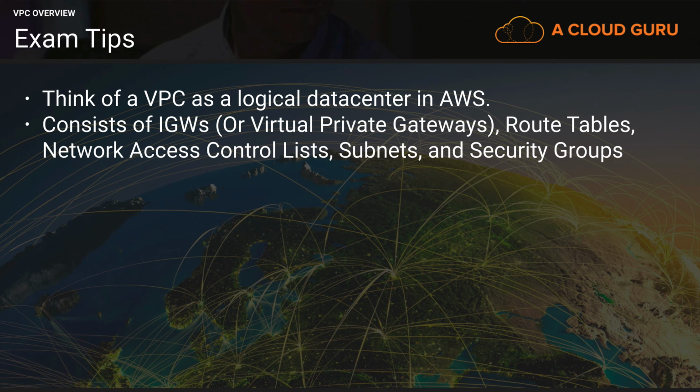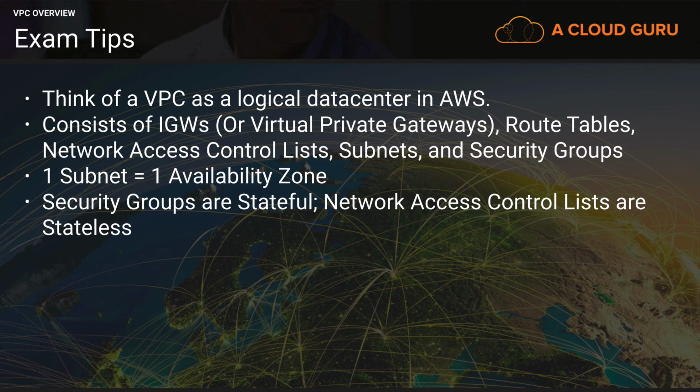So think of a VPC as a logical data center inside AWS. It consists of internet gateways or private gateways, route tables, network access control lists, subnets, and security groups. One subnet always equals one availability zone. So do remember that. It's critical going into all of your exams to understand that.